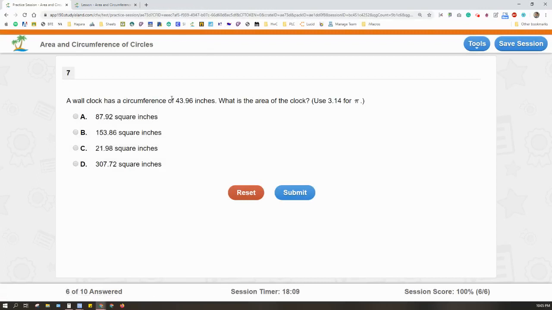Next up. A wall clock has a circumference of 43.96 inches. What is the area of the clock? So they give us the circumference and they make us find the area. So we take the circumference, we find the radius, then we use the radius to find the area. So if the circumference is equal to 43.96, what's the formula for circumference that finds us the radius? And then how do we use the radius to find the area?